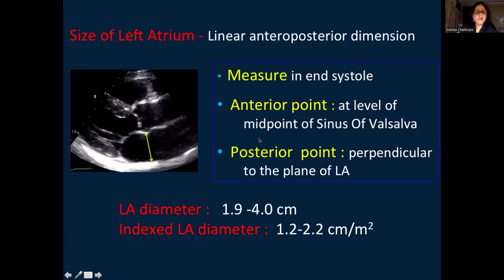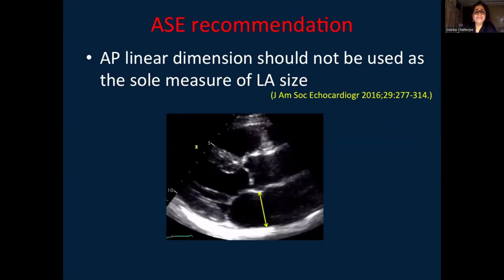Well, we always measure from the parasternal long axis, where we get a linear anteroposterior diameter. We measure in end systole. The anterior point is taken at the level of the midpoint of the sinus of Valsalva, and the posterior point is taken perpendicular to the plane of the left atrium. And these are the values. Now, see, the left atrium is a chamber, and according to the ASE recommendation, the anteroposterior linear dimension should not be used as the sole measure of the LA size. Why? Well, here is the answer.